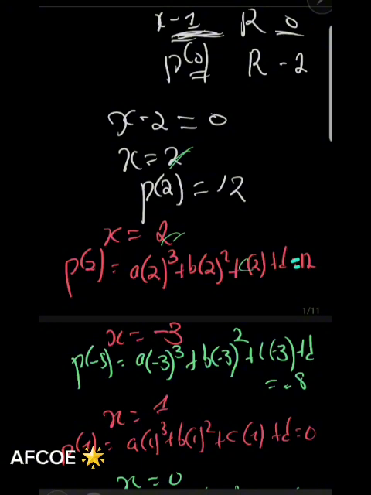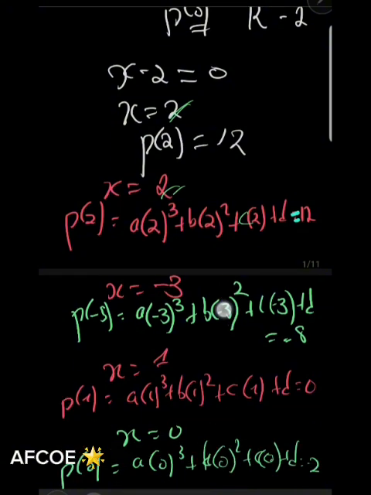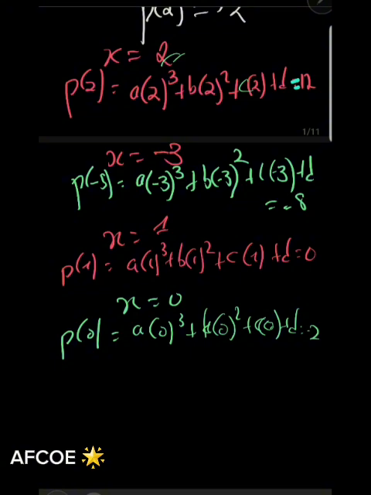So x minus y is a factor, and then p of 1 equals a into 1 plus b plus c plus d equals 0. Then when p of 0 equals 2, you just simply substitute x equals 0. And from the last equation, that is from equation 4, we just see that d equals negative 2.